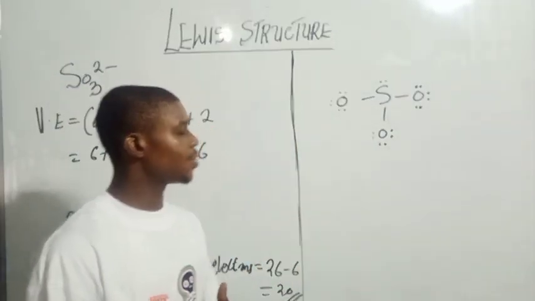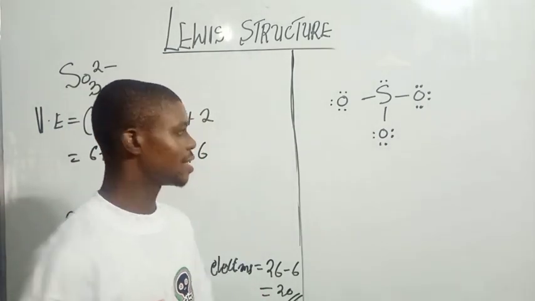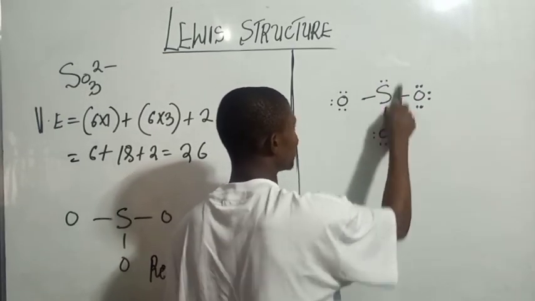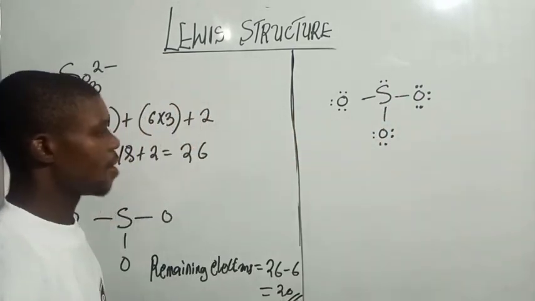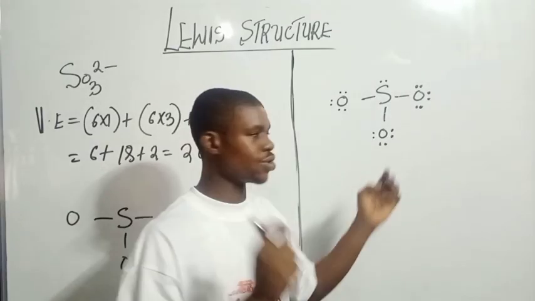So when you look at this one here, all the atoms now have their octet electrons. Also you have the octet. Sulfur is having the octet. Just that. Now this is the Lewis structure. Do you get? This is the Lewis structure.